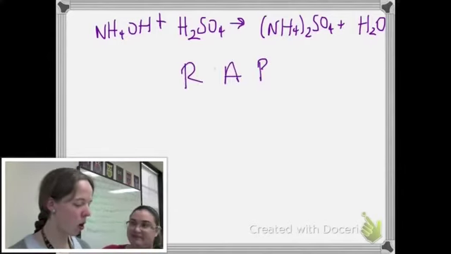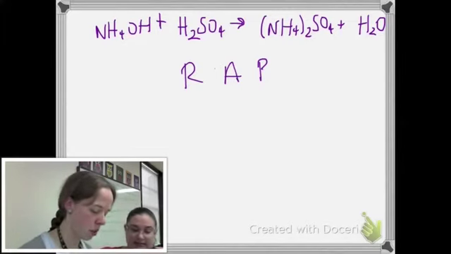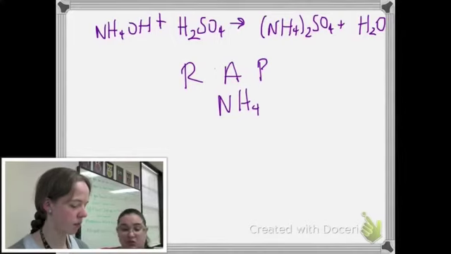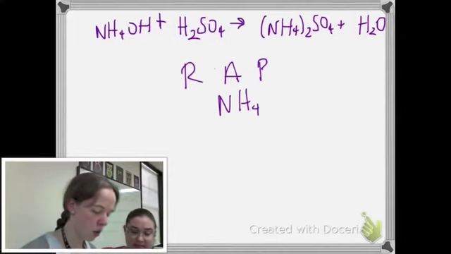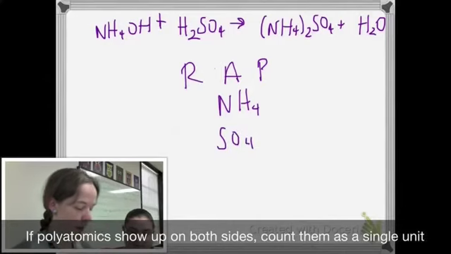And our last guided practice problem. This looks kind of scary with all of our letters, but what do we notice? We've got ammonium hydroxide and sulfuric acid, and ammonium sulfate and water. Yes, we have the NH4. That's the same on both sides, so we can treat it as a single polyatomic. Anything else that looks the same on both sides? The SO4. SO4 stays the same. We've got sulfate on both sides, even though it doesn't sound the same.